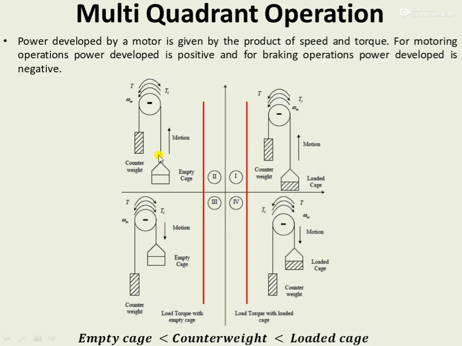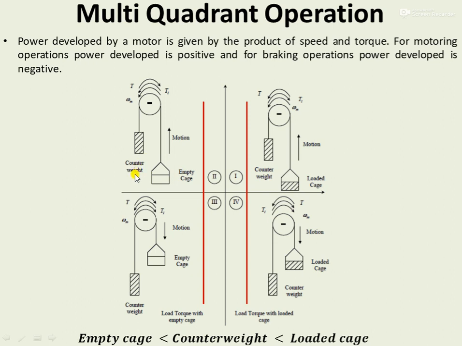For better understanding of four-quadrant operation, we will consider the case of a hoist mechanism as an example. Basically, a hoist consists of a rope wound over a drum. This is the rope which is wound over this drum, and this drum is coupled to a motor. One end of the rope is connected to a counterweight and the other end will be connected to a cage. There can be two configurations for this cage. One will be an empty cage and the other one will be a loaded cage.